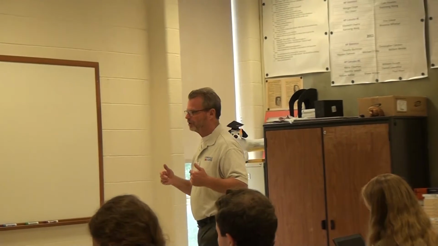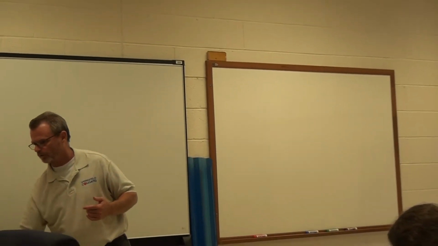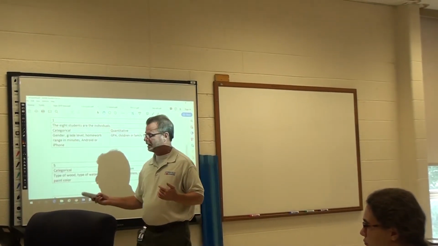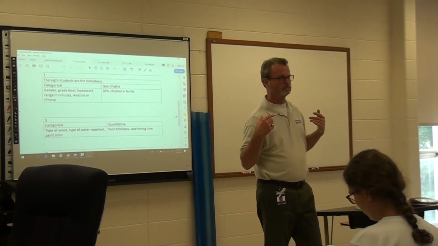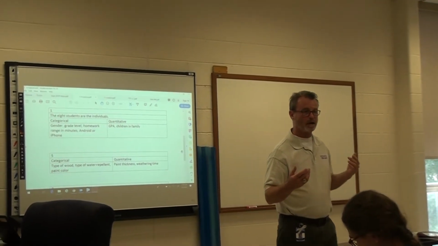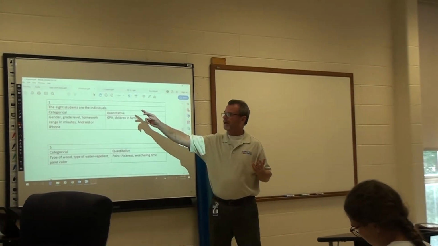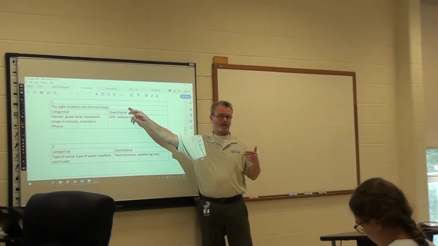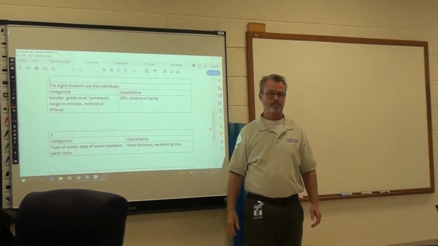So we're going to go over these problems, starting with number 1. And here's what happened. This is my idea, and I don't expect the first day for you to write things the way I want them written, but I expect you to get there. So problem number 1, I wrote the age students of the individuals. Well, I didn't rewrite the question, but that's what the question asked. And then I broke it down into categorical versus quantitative.